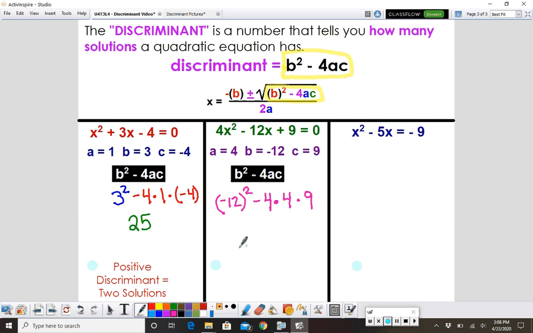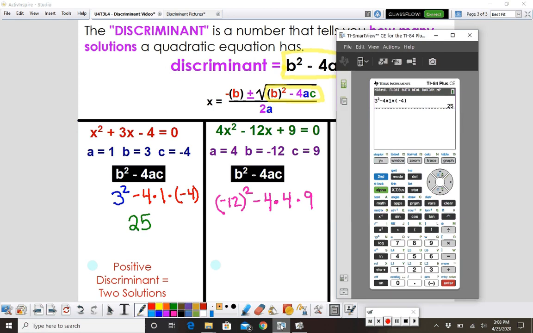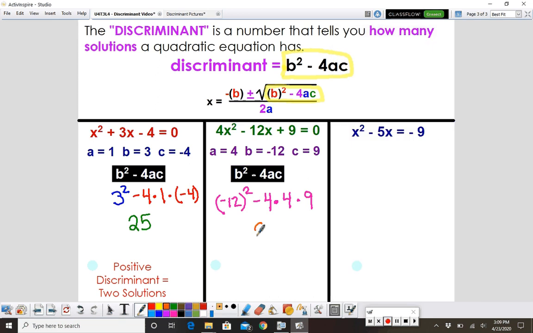Okay, and then we're going to take our calculator again. All right, and we're going to do our negative 12 squared. Again, put this in parentheses. Negative 12 squared minus 4 times a, which is 4, times c, which is 9. We're going to hit enter. This time we got an answer of 0. If your discriminant value is 0, what that means is you have one solution. So if we were to graph this or solve this, we would only have one solution.